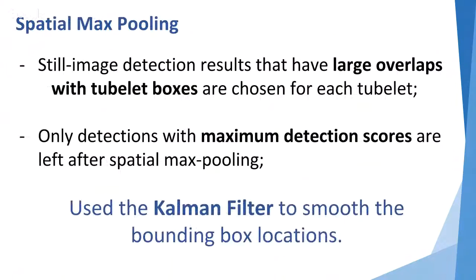from that, we have to be sure that the tublets made by the tracking algorithm are the best ones. So they overlap them and search for the ones that best overlap between the still image detection and the tracking, to get the best bounding boxes around the object. Only detections with the maximum detection score are left in the tublet. So they eliminate all the redundant and not well-defined boxes of the tracker, and keep the ones from the detection algorithm. They also use the Kalman filter to smooth the bounding box location.